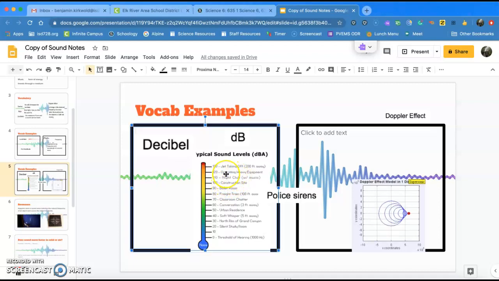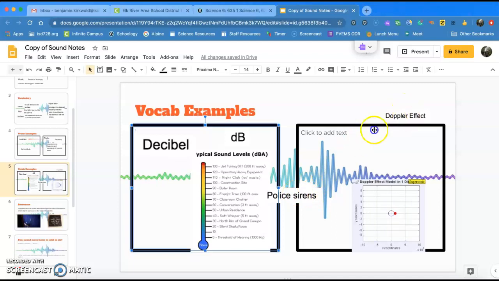So when you're operating heavy equipment, 120, or a jet taking off. If you go and Google the loudest stadium ever, I feel like it's close. I want to say it's over 120 decibels, something like that. That's really loud and not so great for your ears either.